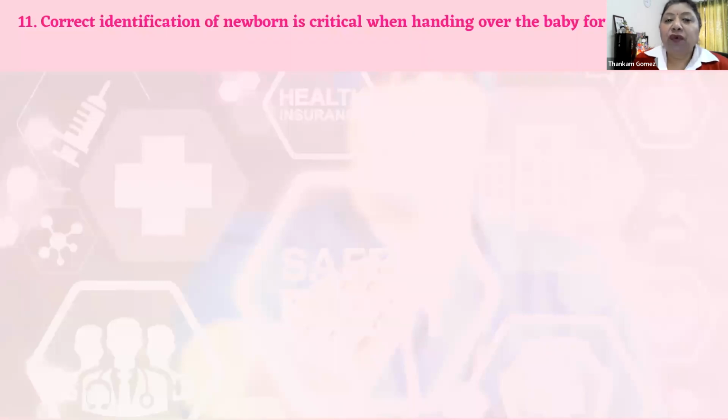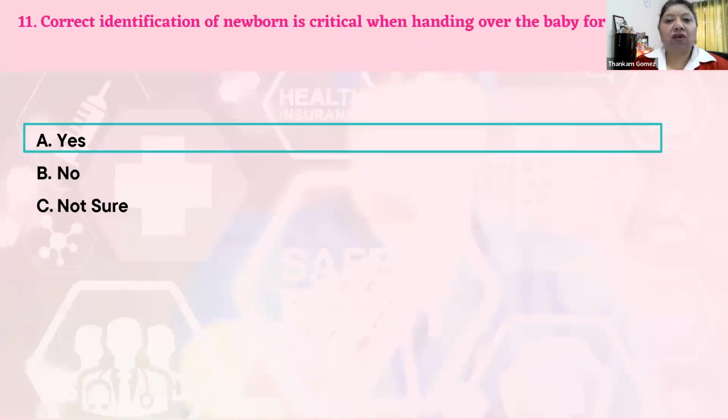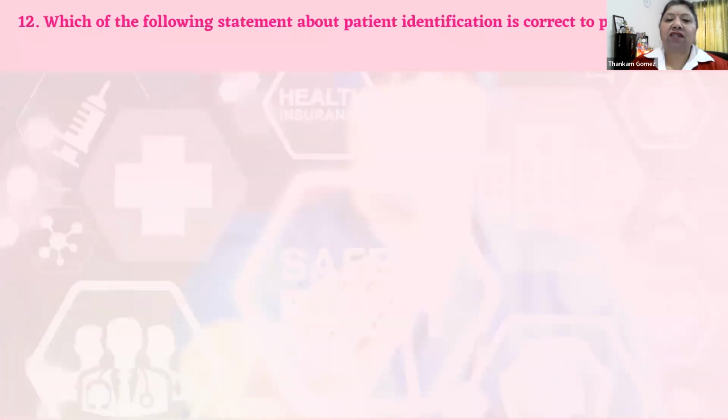Correct identification of newborn is critical when handing over the baby for breastfeed. Yes, no, not sure. I'm sure all of you got the right answer here. It's not rocket science. This misidentification of newborns in nursery, giving over for breastfeed, handing over the babies when they are discharged, all these are very critical mistakes that can happen. So, let me tell you, if you follow the safe practices each and every time, you are always going to be safe.